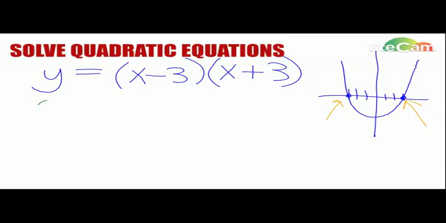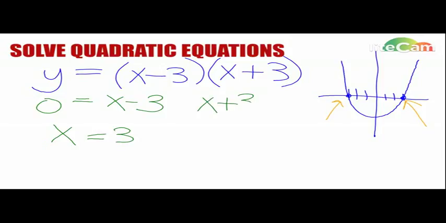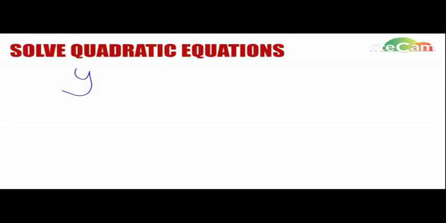So if I were to ask you for the solutions, you would look at this and say, okay, if I set y to 0, and let's just take the x minus 3 out, you would say x equals 3. If you set the x plus 3 equal to 0, your other solution would be x equals negative 3. So we're going to look at this a different way.